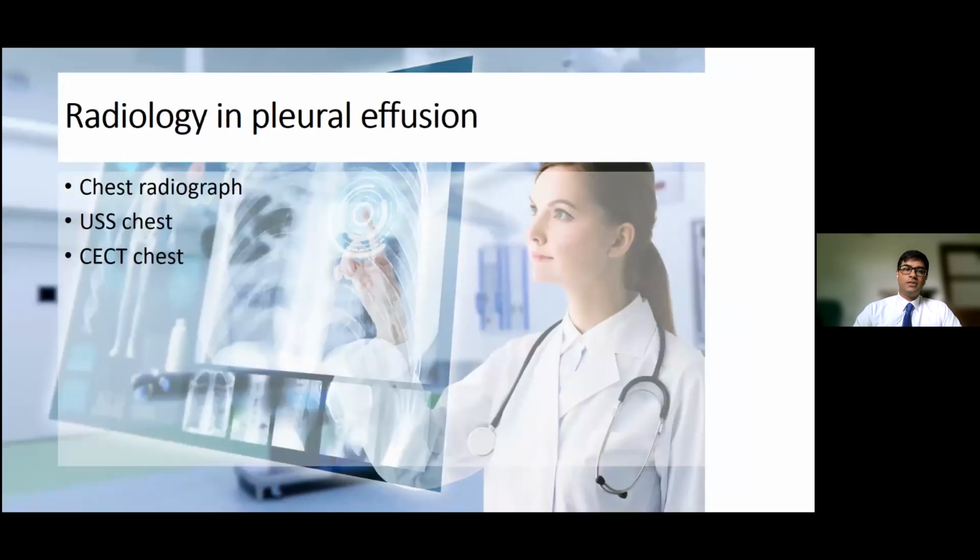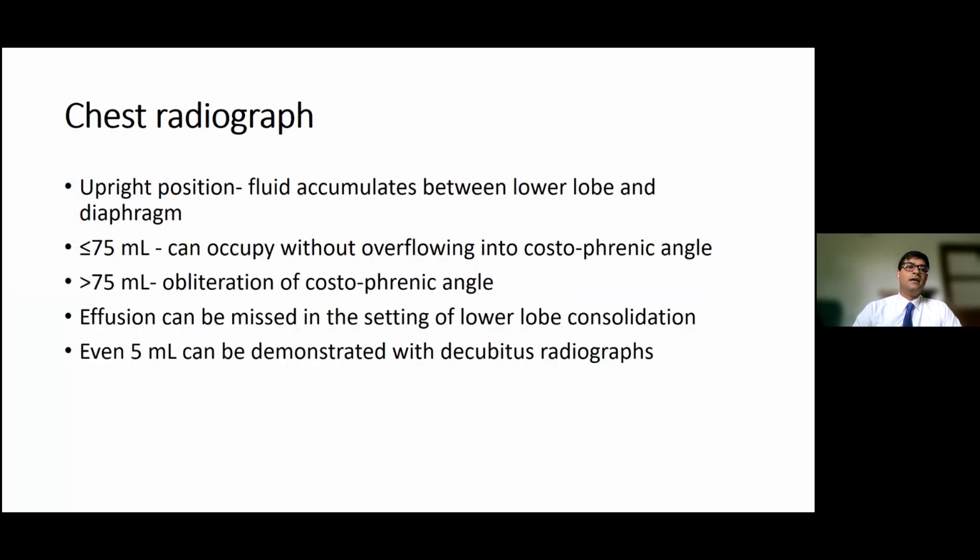Radiology in pleural effusion, including the chest radiograph, ultrasound, and the CT chest. On the chest radiograph in the upright position, if the fluid volume is less than 75 milliliters, it can occupy the lung without making any radiological changes. However, if it is more than 75 milliliters, it will start to obliterate the costophrenic angle. And lateral decubitus X-rays will demonstrate even 5 ml of effusion.